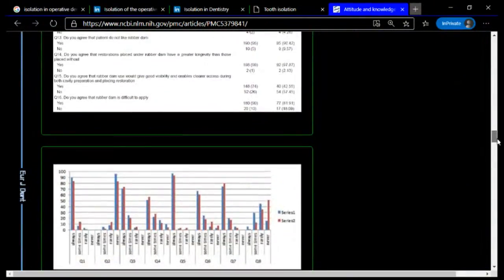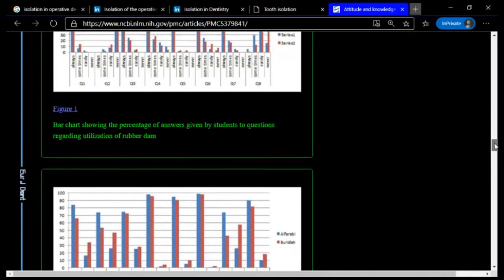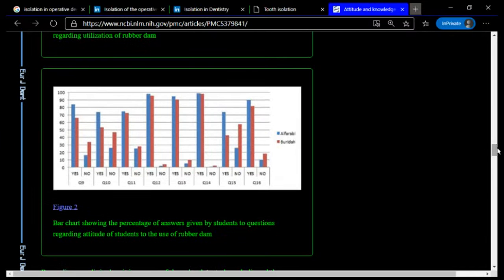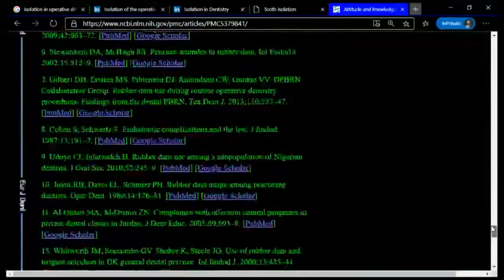There are some analytics, charts showing the percentage of answers given regarding the utilization of rubber dam. It is not very visible, this picture here, but this one is more visible. Bar chart showing the percentage of answers given to questions regarding the attitude of students to use rubber dam. Very important subject.